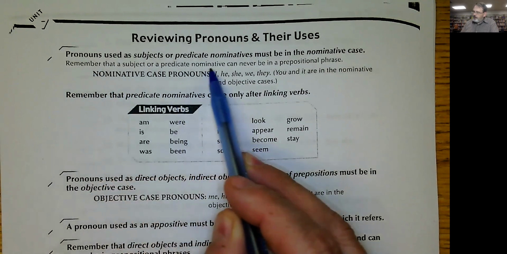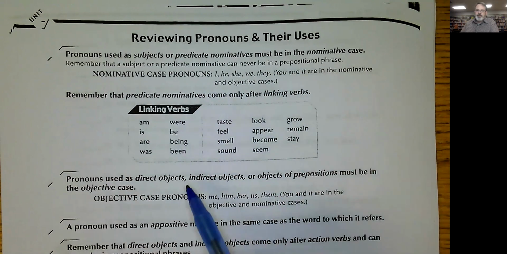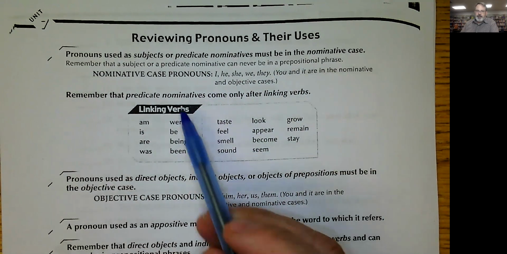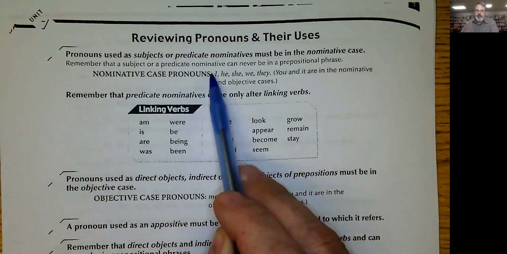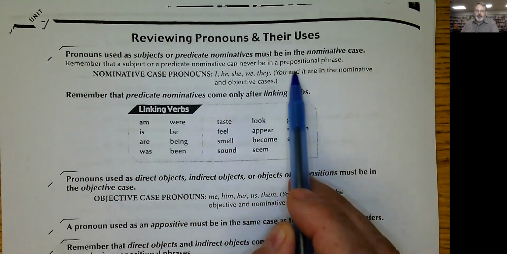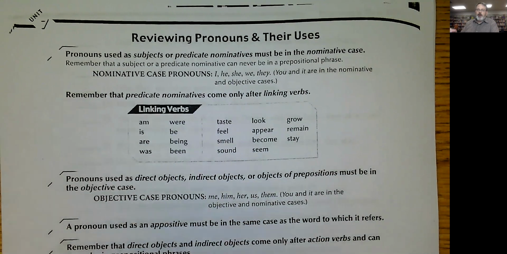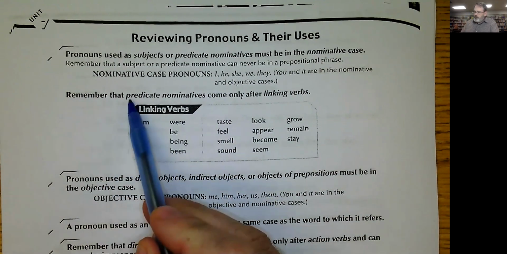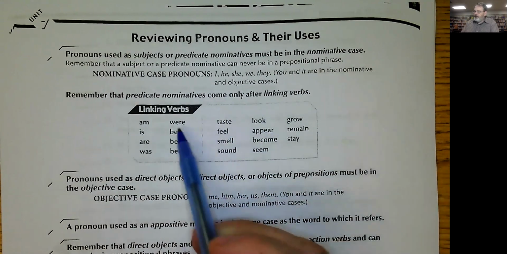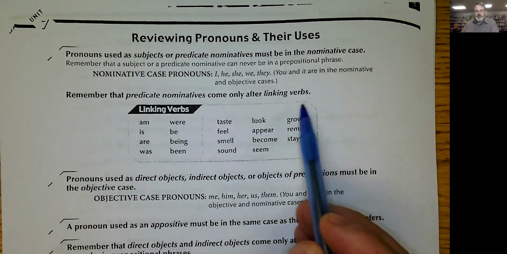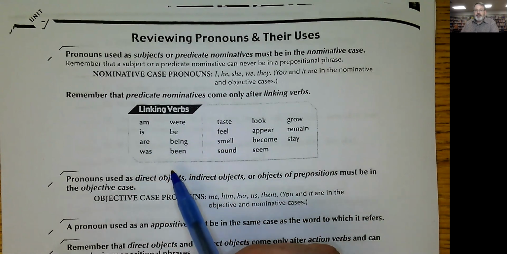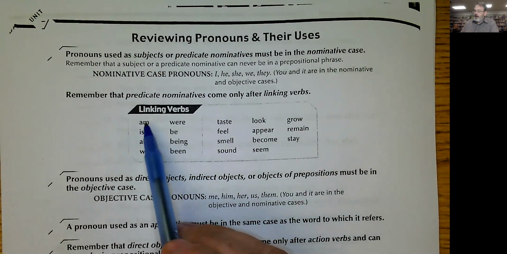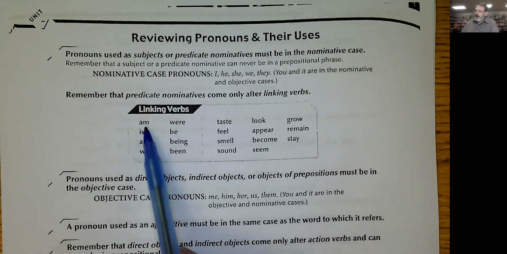Remember that the subject or a predicate nominative can never be in a prepositional phrase. Nominative case pronouns: I, he, she, we, they. You and it we're always going to put in there. Now remember, the predicate nominatives come only after linking verbs, and here is our list of linking verbs. For the next however many years you have left in high school, you're going to have to know these verbs: am, is, are, was, were, be, being, been.